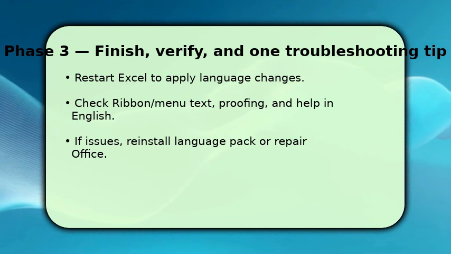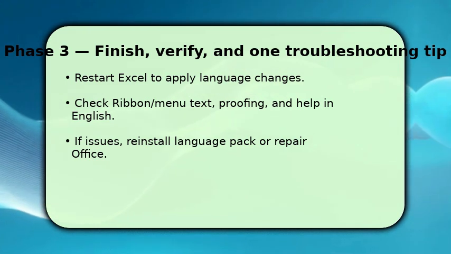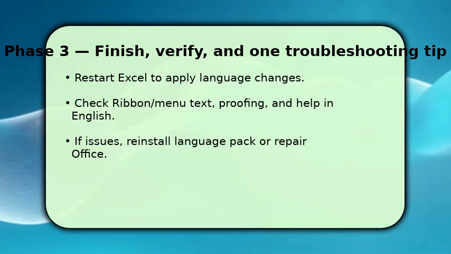Verify the ribbon and menus display English, and test proofing by typing a sentence. If help and tooltips remain in the old language, go back to language settings and confirm English is first in both display and help lists, then restart again.